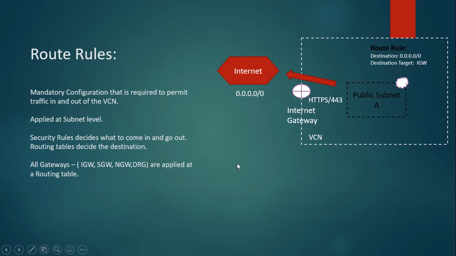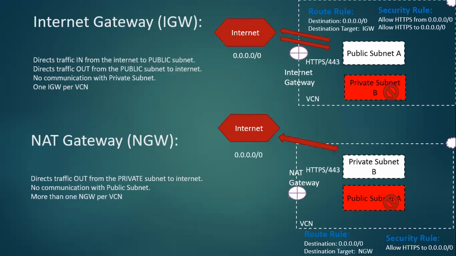So this is the difference between security list and route rules. Moving on to the next slide. Now let's understand the difference between different types of gateways. The information on the upper part of my slide talks about what internet gateway is and how the traffic is controlled using the internet gateway. So I have a VCN with two subnets inside it. One is my public subnet A and another one is private subnet B.